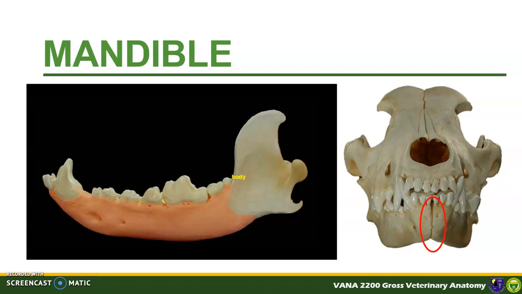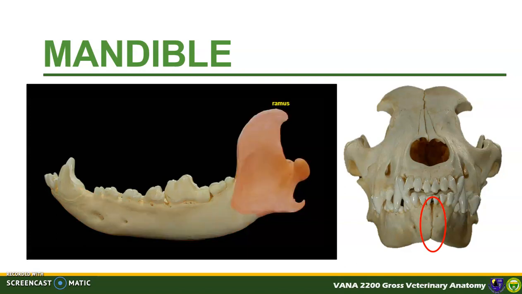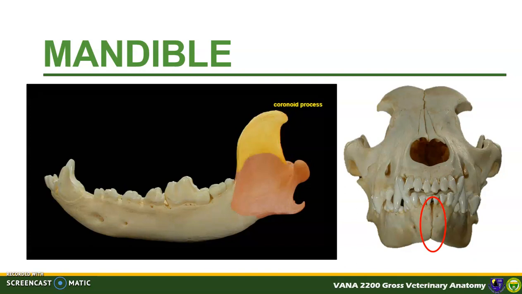The body is a horizontal part bearing the lower incisor, canine, premolar, and molar teeth. The ramus is the vertical part bearing no teeth. At the ramus, we can see three bony processes. The coronoid process forms the dorsal half of the ramus of the mandible.